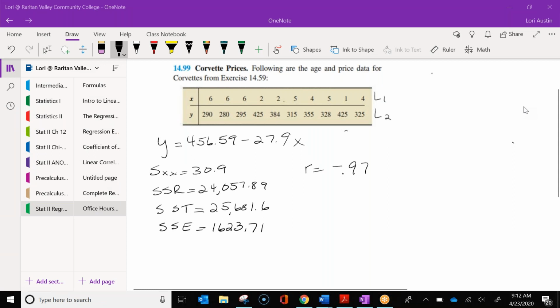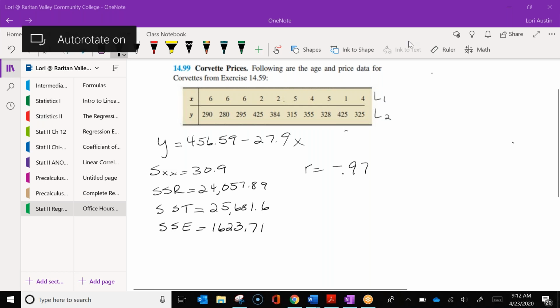Trying to get this. This happens all the time. Start the recording and then I don't know how to get the recording thing off. Okay, there we go. That's good.